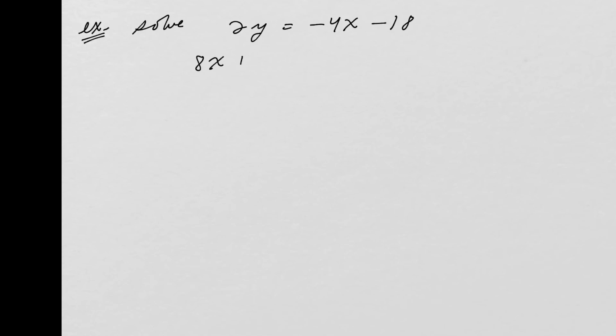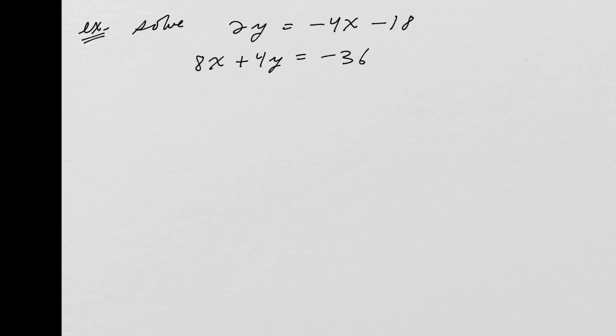Okay, what about this one? Let's say I have 2y equals negative 4x minus 18, and then 8x plus 4y equals negative 36. Okay, well, first thing, I need to write them so that the x's are lined up, the y's are lined up, and the constants are lined up on the right-hand side, right?